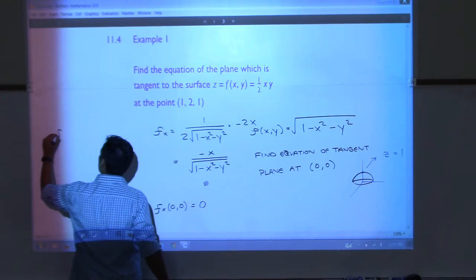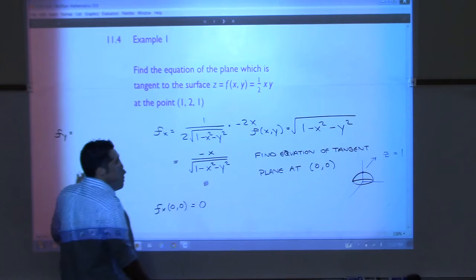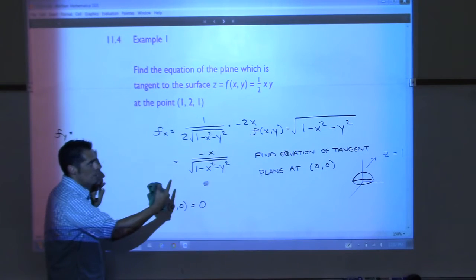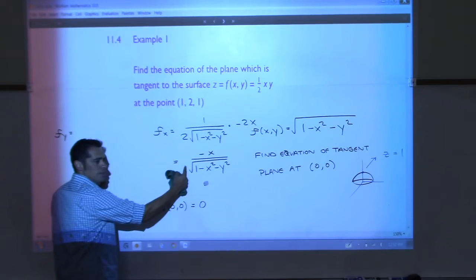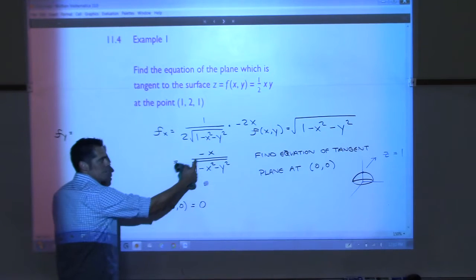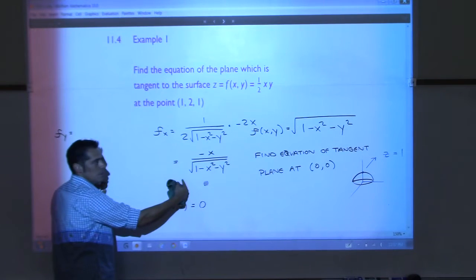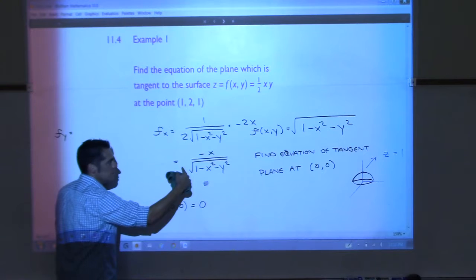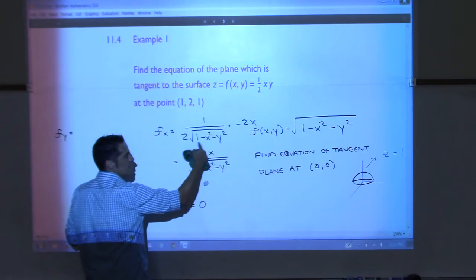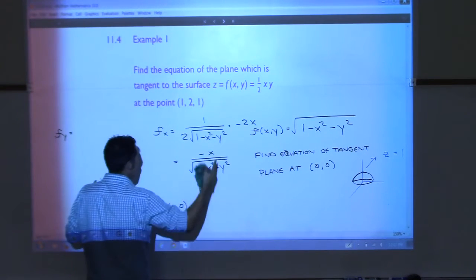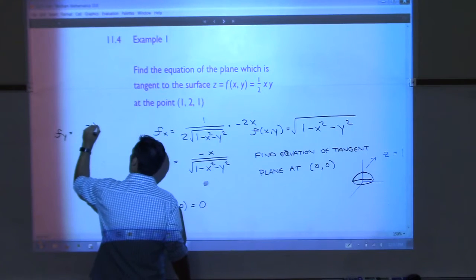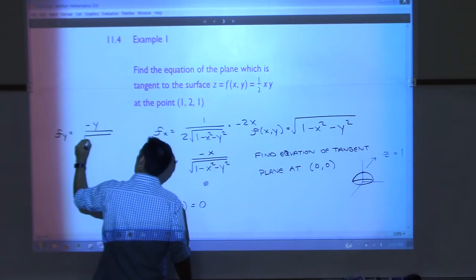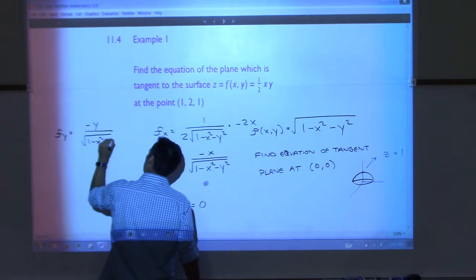Take the partial with respect to y. Are we going to get the exact same thing as this with one slight change? It's going to be negative y instead of negative x. If you work through it again, the only difference is when you take the derivative of what's in here, you get negative 2y. Things cancel. So this is going to be negative y over the square root of 1 minus x squared minus y squared.